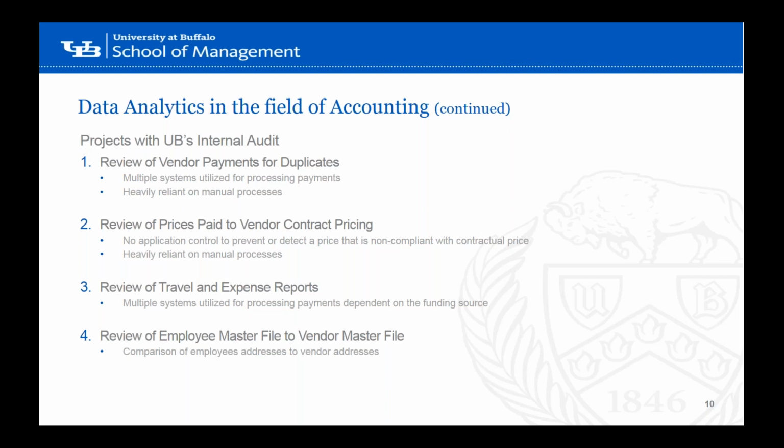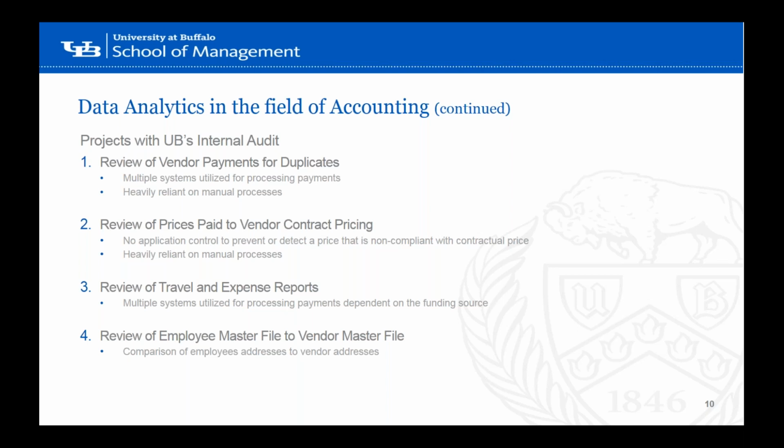Chances are no, it would just get entered into the system and it would process through to payment. So due to the fact that it's heavily relying on humans to look up the different contract prices, we're going to look at this as well. And hopefully, there most likely will be exceptions to contractual price, but hopefully that will be a potential cost save for UB.